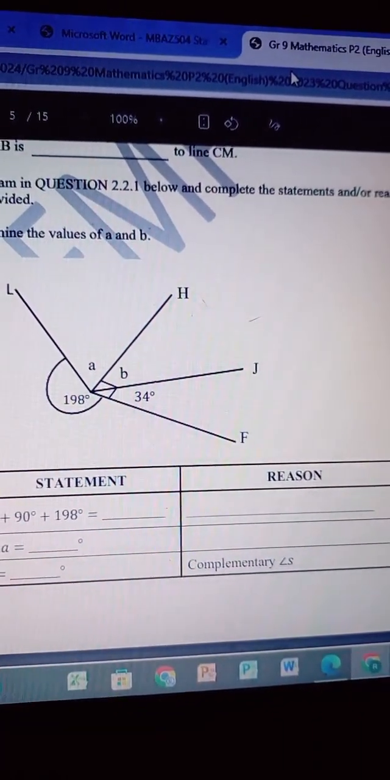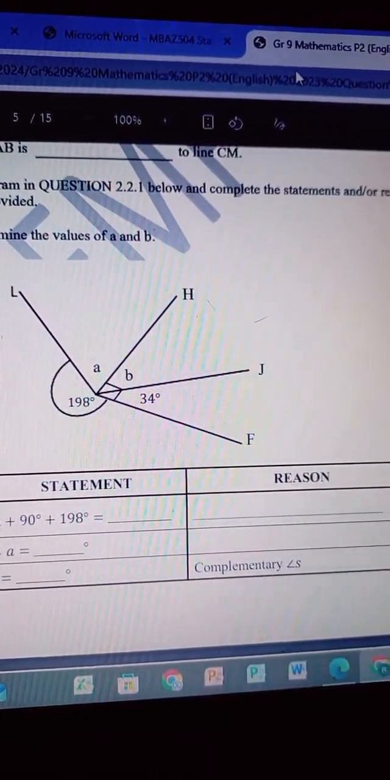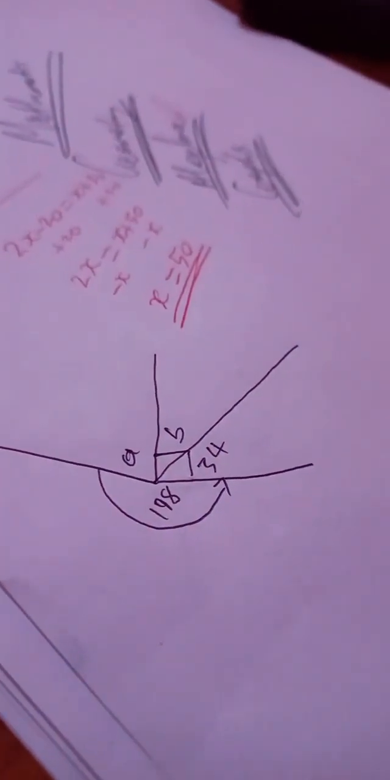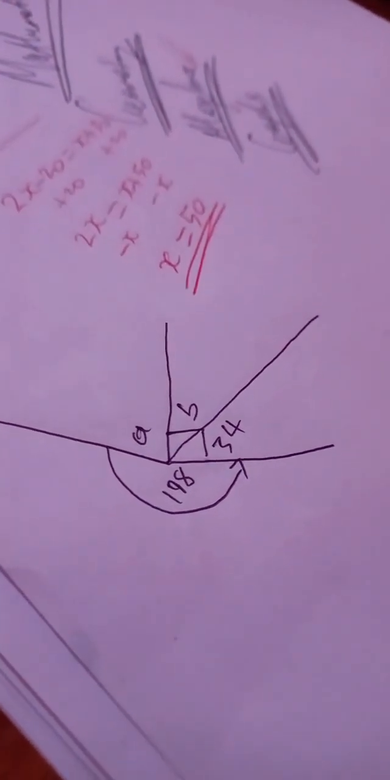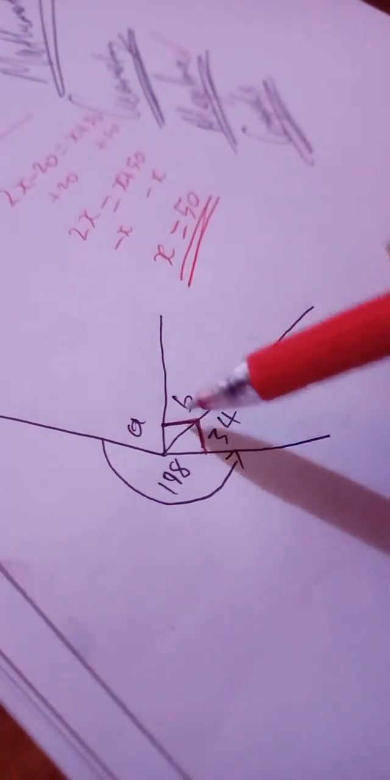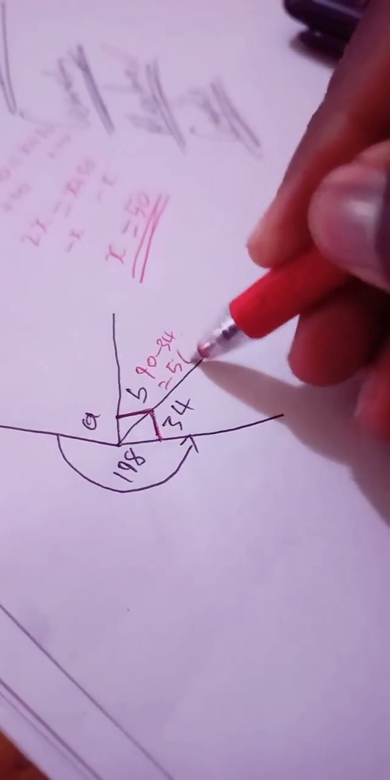I'm trying to draw it as it is, because right there I can't answer properly. 198. Right. It's like this. So this means that both these two angles, if we add them, they give us 90. So to get B, we are going to say 90 minus 34, which gives us 56. Alright?